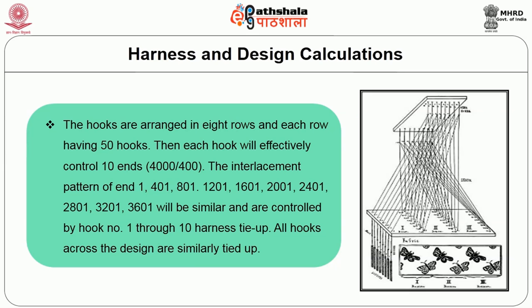Individual harness cords pass through the perforations of the comber board, and dead weights, called lingoes, which pull the harness cord, are attached to the end of the harnesses. So in this figure, you can see the straight and the layover type.